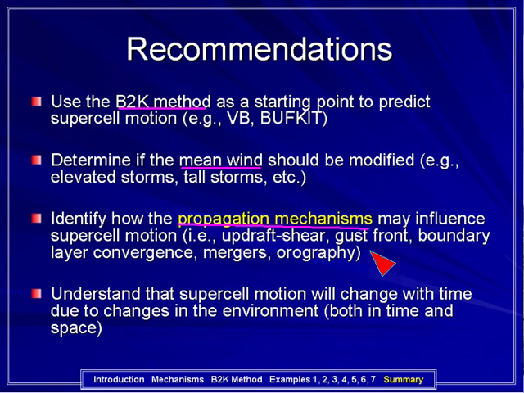It may also be useful to overlay the B2K supercell motion forecast on satellite imagery, because that can perhaps help you identify some of these propagation mechanisms. And lastly, keep in mind that this supercell motion will change in time. We saw that with the storm total precip animation. The shear changes in both time and space, so your storm motion isn't necessarily going to be constant.